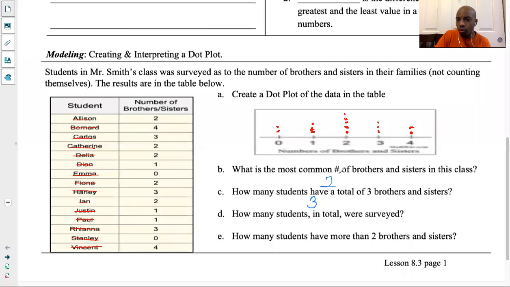okay? But Mr. Whitford, we put 2 for the most common number. That's the most common number of brothers and sisters. So keep in mind we're reading it, read it correctly. Most common number of brothers and sisters, there's 2. Everybody, the most common is 2 brothers and sisters.